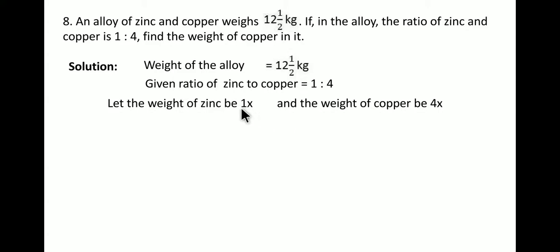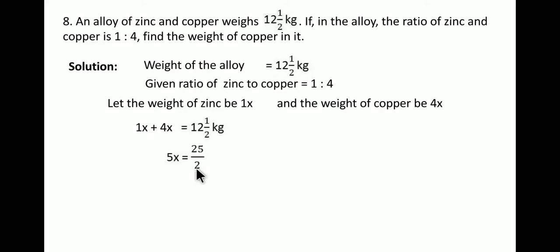Now if the weight of zinc is 1x and the weight of copper is 4x, then the total of these two weights is supposed to be equal to 12.5 kg. So we can write 1x plus 4x is equal to the weight of the alloy 12.5 kg. Simplifying this, we will get 1x plus 4x equals 5x and 12.5 kg can be written as 25/2. So converting a mixed fraction into the improper fraction. So 12 times 2 is 24 plus 1 is 25 and the denominator 2 itself.